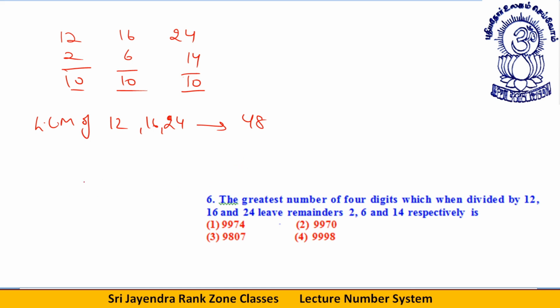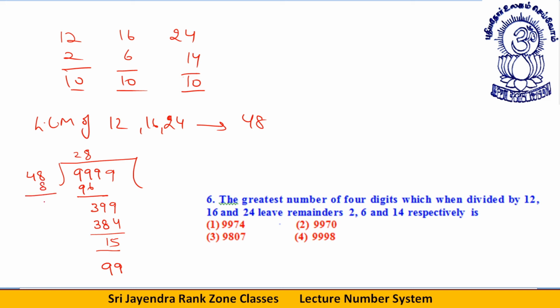Now what we will be doing is, let's divide the greatest number of 4 digits. So let's say this is the greatest number of 4 digits. Okay, let's divide it by 48. 48 into 2 is 96. You get 39. 48 into 8 will be 384. This will give a remainder of 15. Okay. Now what does it mean? It means, see, let me show you. You have a remainder. Now 9999 minus 15 is equal to 9984.